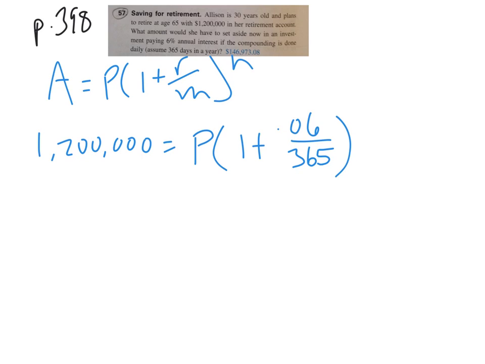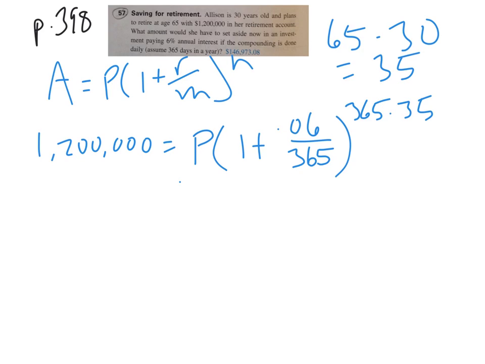Now, what about N? Well, she's 30 years old. She wants to retire at age 65. That's 65 minus 30, which is obviously 35 years. Now, the problem is we're compounding daily, so our N is actually going to be in the number of days. So that'll be 35 years times 365 days. So 365 times 35 is actually our N here.